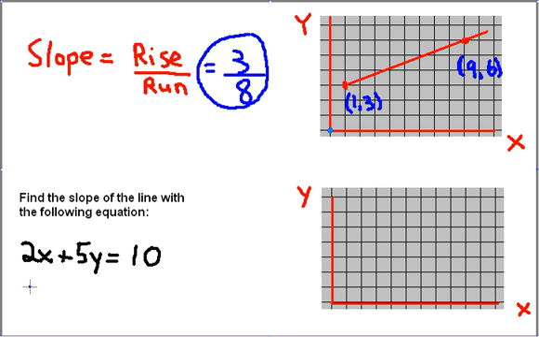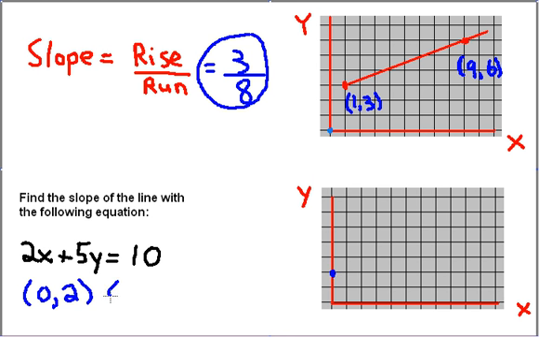Let's choose x as 0, and we'll find out what y equals. When x is 0, 2 times 0 is 0, so that wipes that out. That leaves us with 5y equals 10. Well, 5 times what number is 10? 5 times 2 is 10. So when x is 0, y is 2. That's our first point, at (0, 2).